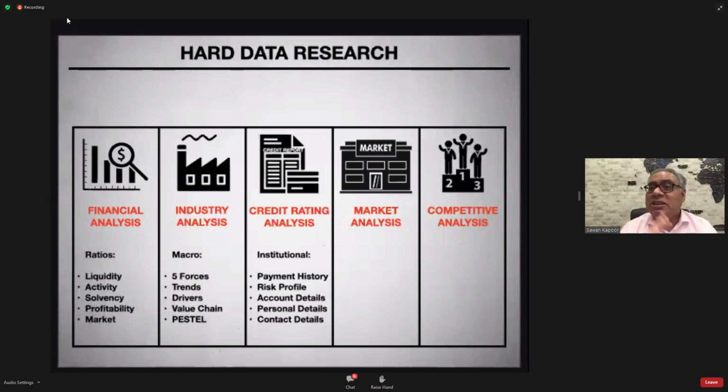economic, S for social, T for technological, E for environmental, and L for legal. And then you conduct market research. This is getting feedback from people who use the product or the service.